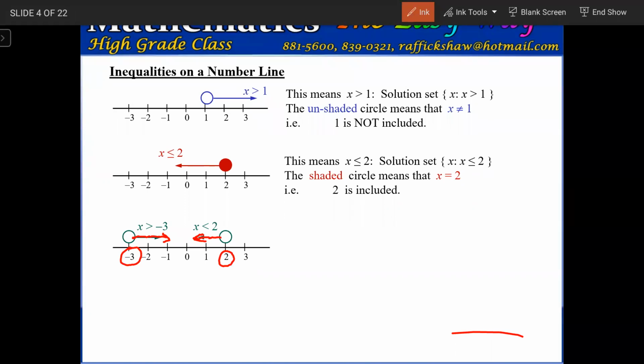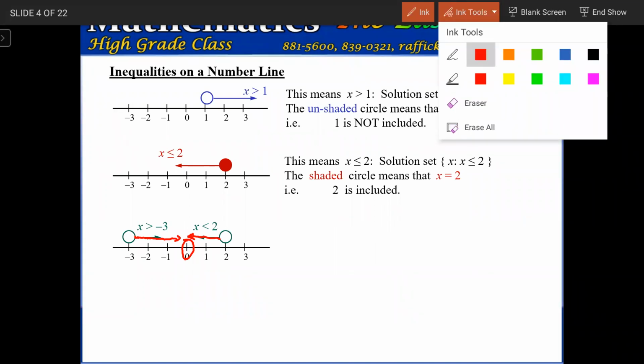Now, this is a situation where we use the word and. Why do we use the word and? We say x is greater than negative 3 and less than 2, because values in between here will be satisfying both conditions simultaneously. In other words, a value in between there, like for example, the 0. 0 is at the same time less than 2, while also being greater than negative 3. So in that case, we use the and. So this is an and situation.